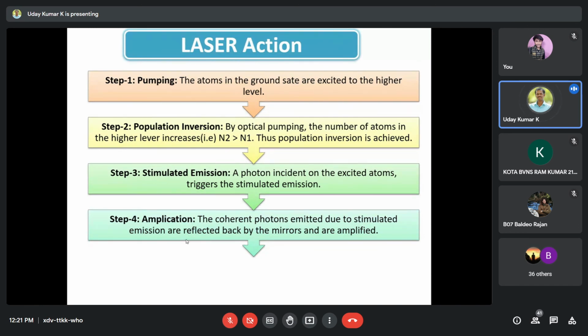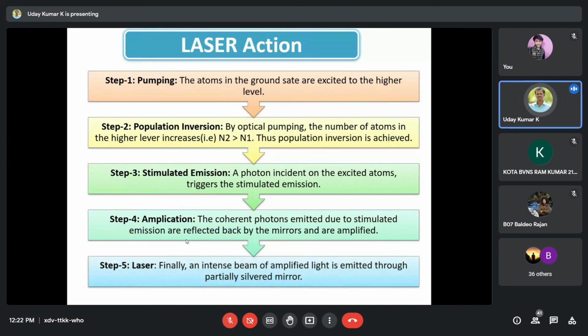Please remember, you have two optically polished mirrors. Those mirrors act like an optical cavity, a resonator cavity. Because of the multiple reflections between these two mirrors, the same photon goes again and again and interacts with different atoms. Therefore, more photons are released. That's how you get the amplification process. Finally, laser. Once you achieve the amplification, you get the laser light. So you can see now, light amplification by stimulated emission of radiation. That is what laser light is.